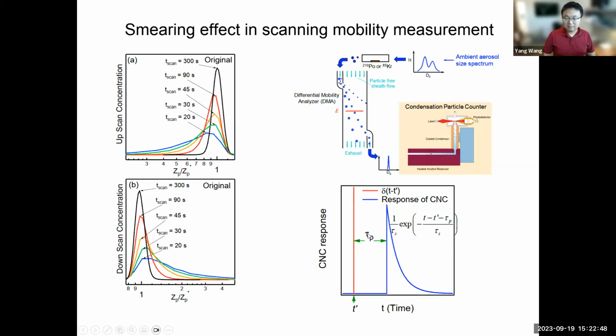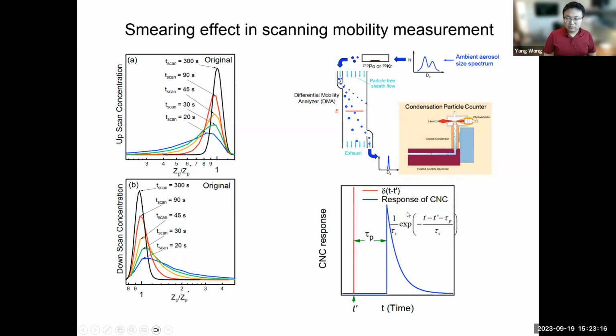So we have to consider the response of the CPC. There is always this time for the particles to transport, but the CPC response also has an exponential decay because particles in the CPC have different residence times in the system, right? If they are along the center line of the growth tube, they are detected in the beginning, most quickly. But if they are moving along the walls of the growth tube, then they are detected later on.